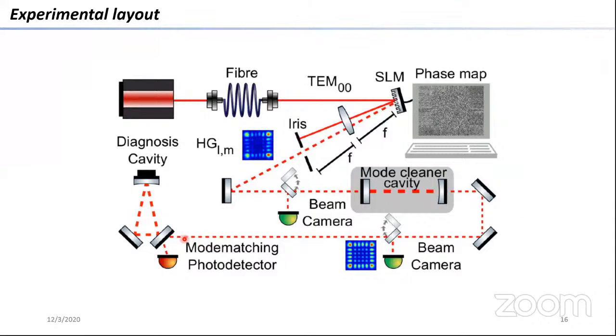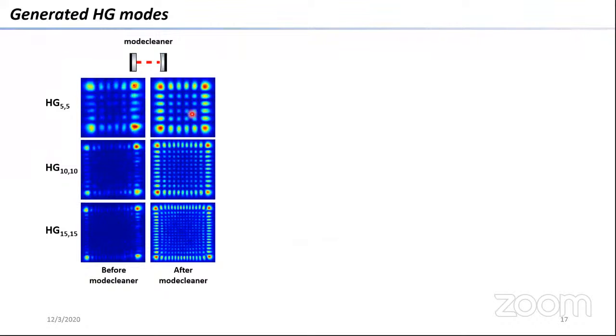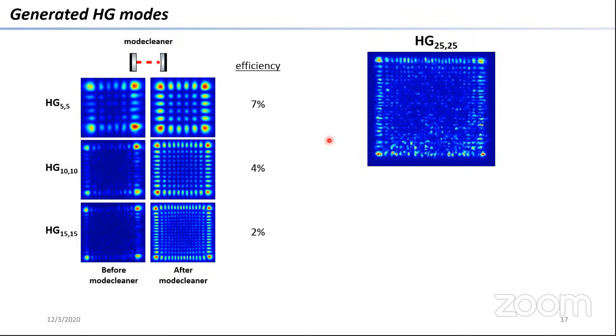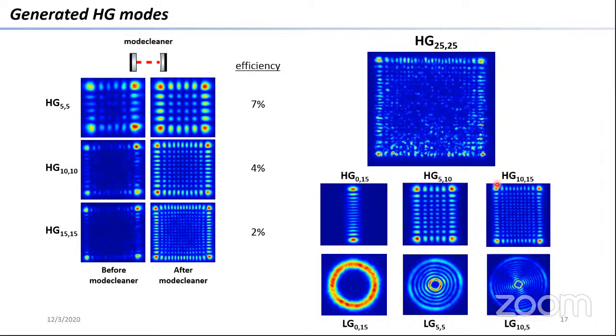Then we send it to the diagnosis cavity. I will talk about that. So this is the mode we obtained before and after the mode cleaner cavity, with an efficiency which is quite low, but there is scope to increase that. And we can also create very high order modes like the HG2525 and even have fun by creating any modes and transforming them into axis symmetry.